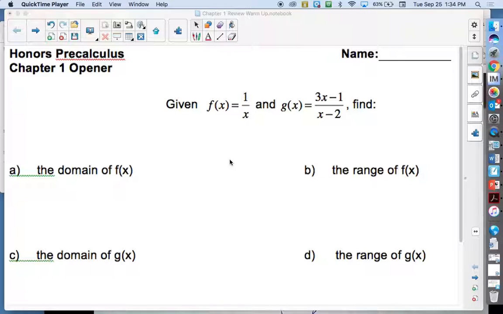You can't ever take the root of a negative number by itself. Right, so we can't take the root of a negative number. So fractions make a restriction on domain. Square roots have a restriction on domain. The square root has to be positive, greater than or equal to 0. So in this case, if we have f of x, the x cannot be 0.